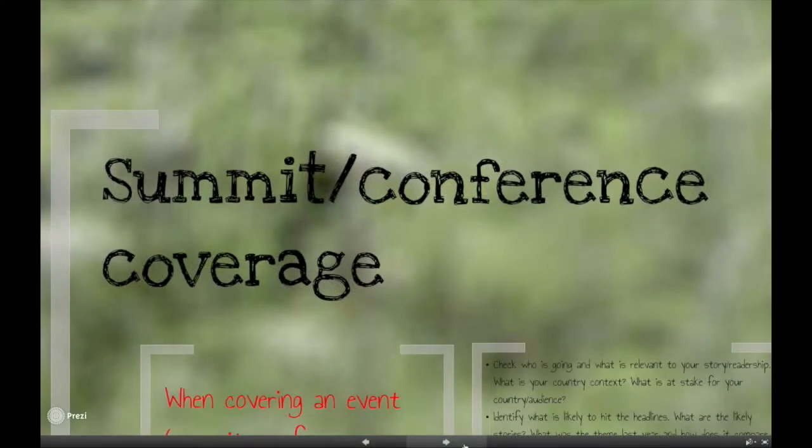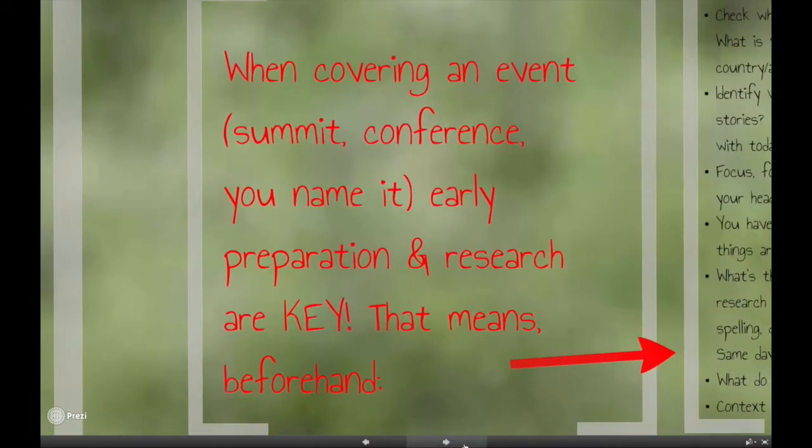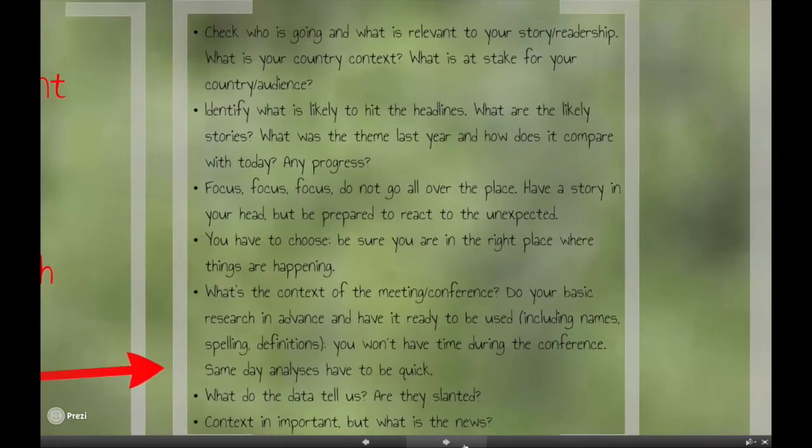I told you about how to pitch a story, what to include in a development story, and how to cover a conference that is dedicated to development or the environment. Well, early preparation and research is key in order to prepare for such a thing. If you're going to cover a conference, you have to check in advance who is going to that conference, and what is relevant to your story and to your readership.